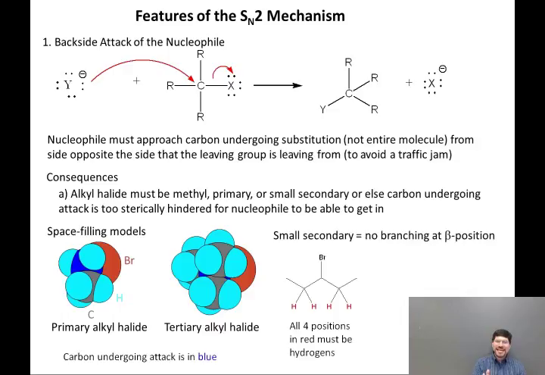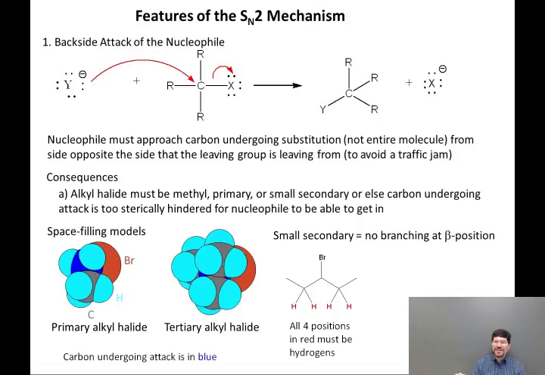So what I say is an alkyl halide must be small secondary in order for it to undergo the SN2 reaction, so then I should define my terms, right? My definition of small secondary, not everyone may agree with me, but my definition would be no branching at the beta position.